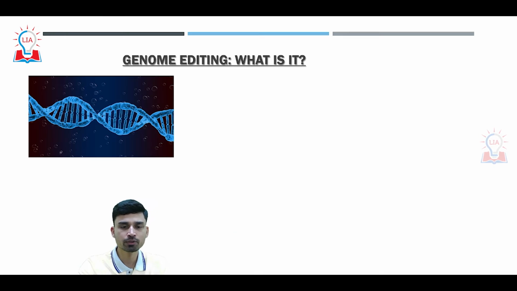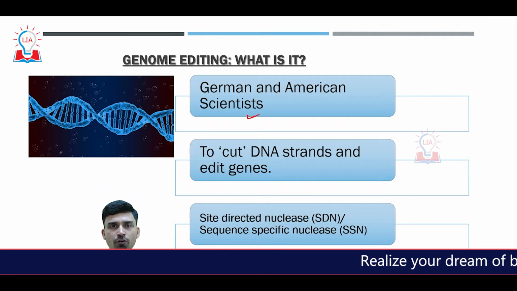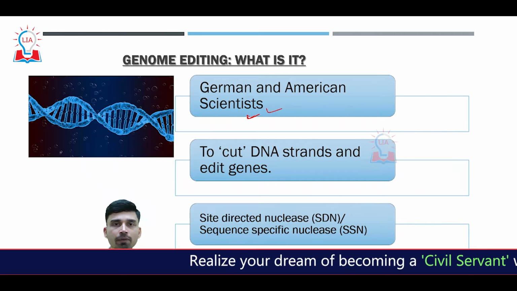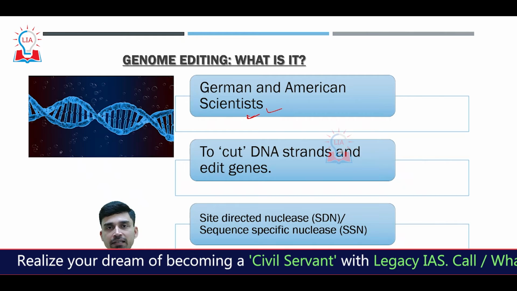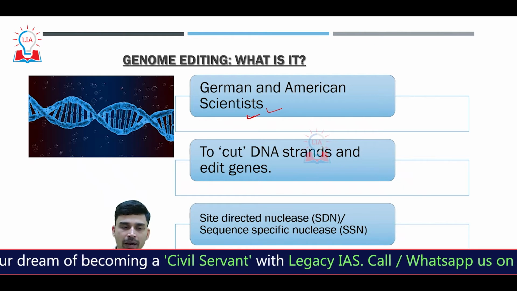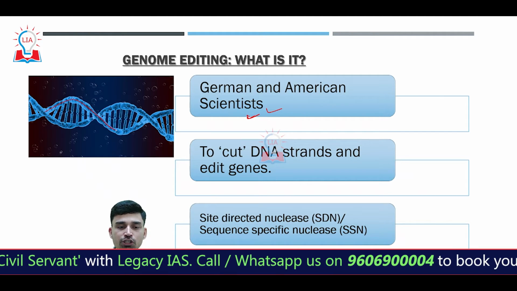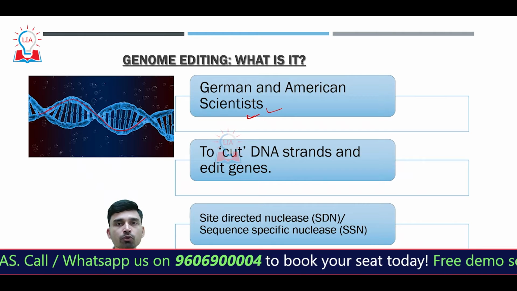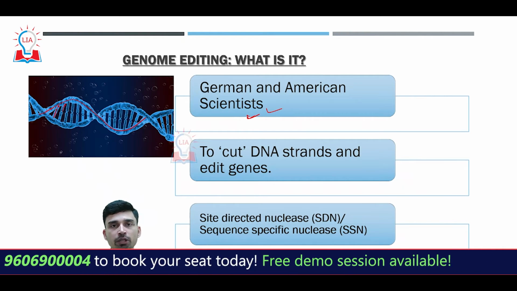So let us try to understand what genome editing is. If we look at the background, somewhere in the beginning of the 19th century, German and American scientists discovered a way by which they can actually cut DNA strands and edit the genes. To give you a brief background, DNA is made up of two strands which are arranged in a helical fashion. These are two different nucleotide chains which are bound by nucleotide bases.